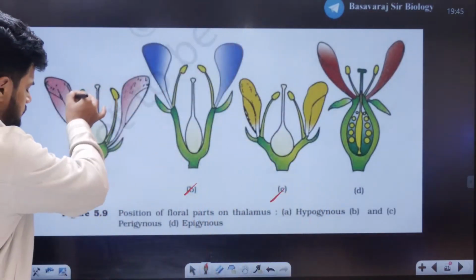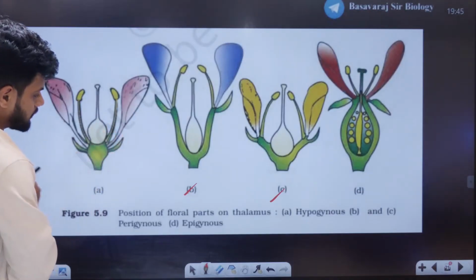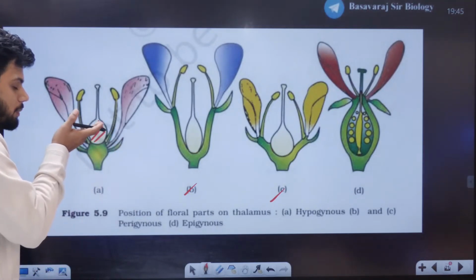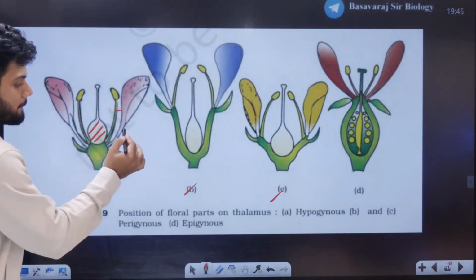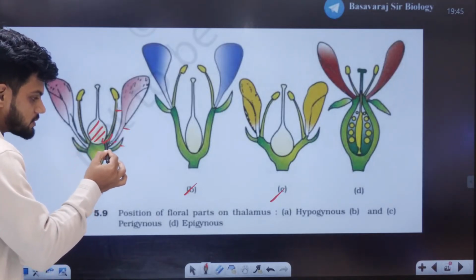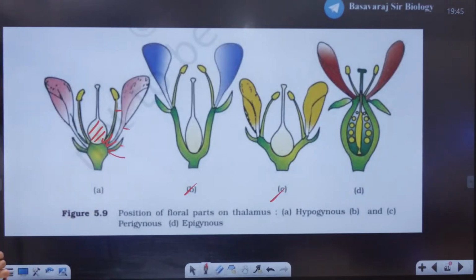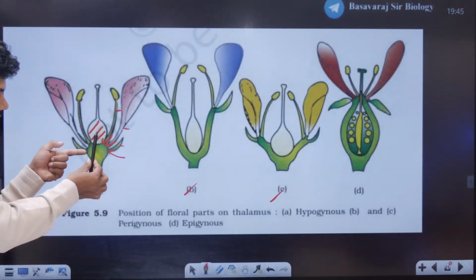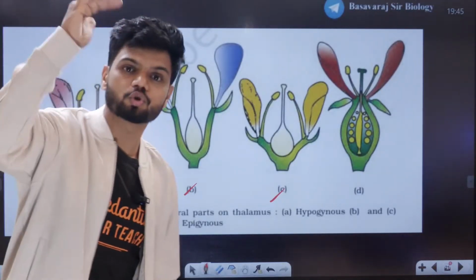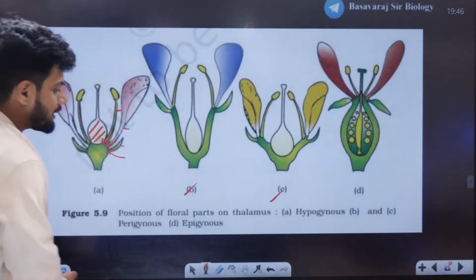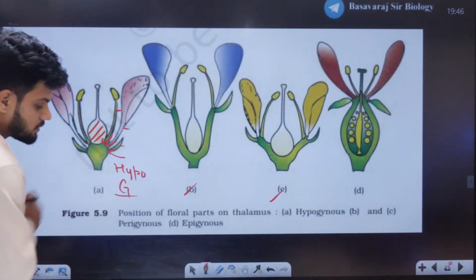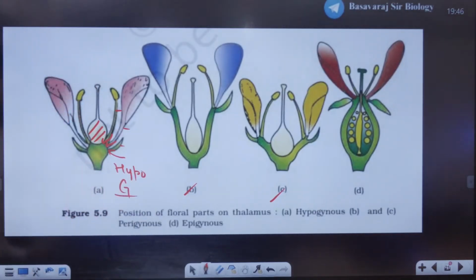This diagram right here. This is the gynoecium, and the gynoecium is on the top. Stamen, petal, calyx, all the different whorls are coming from the bottom. Can you see? Every single whorl is arising from the bottom, and the ovary is superior here, gynoecium on the top, like a queen on the throne. Such a condition is called hypogynous condition, represented by capital G. G on the throne.